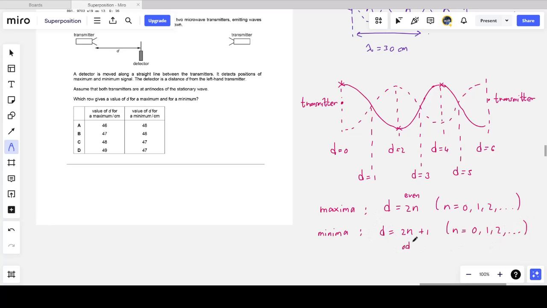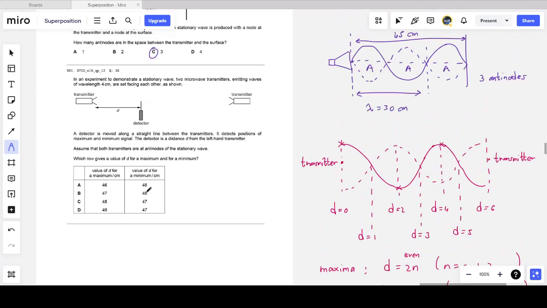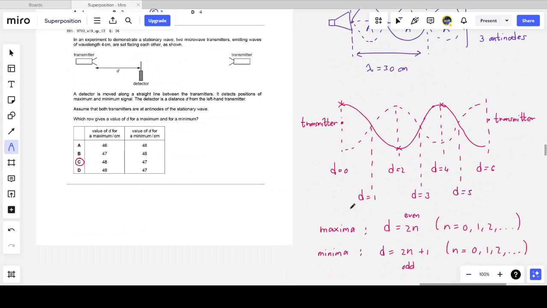And so if I want a maximum, it must be an even number, and a minimum must be an odd number. And the only row in the table where this happens is option C, where the maximum is at an even number, but the minimum is at an odd number. And so you can see how drawing the diagram helped us there. The maximum happens at all even values of d, and the minima happen at all odd values of d. And so the only correct option there could be option C. And that's 48 centimeters for the maximum, 47 for the minimum.